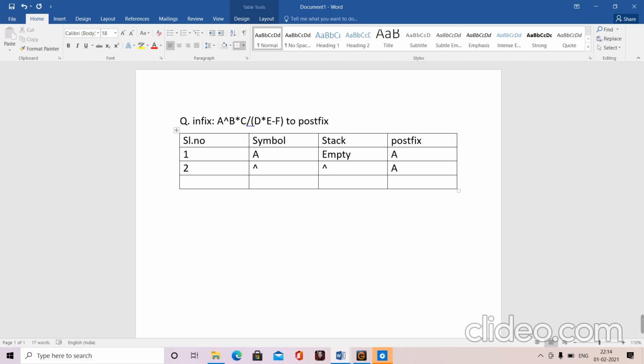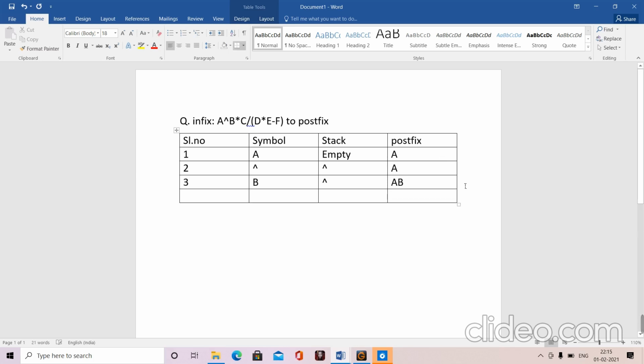Next, b. In the third step, when b arrives, we have to add b to the postfix. The stack will remain the exponential, and the postfix is a and b.